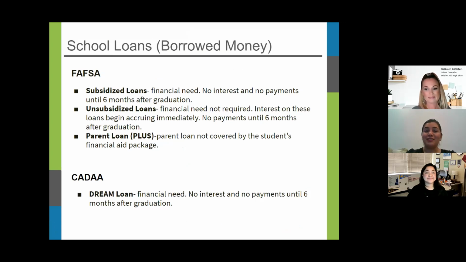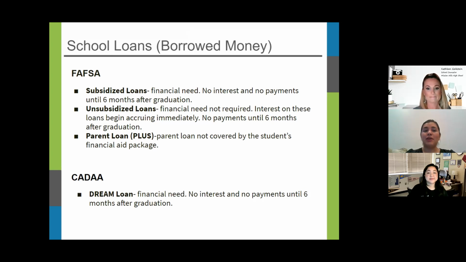So there are school loans. So this is borrowed money. There are three types of loans for those that are applying for the FAFSA. There's the subsidized loans. This is based on financial need, no interest and no payments until 6 months after graduation. There's the unsubsidized loans. Financial need is not required. Interest on these loans begins occurring immediately, no payments until 6 months after graduation.